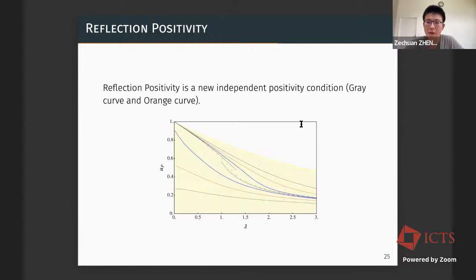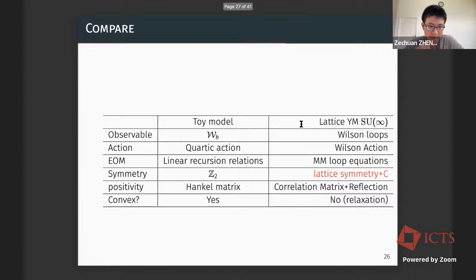And these new positivity conditions are actually independent from the old ones. Look at the gray curve and the orange curve here. The gray curve is the bootstrap without reflection positivity, and the orange curve is the bootstrap with the reflection positivity. Apparently, they are at the same order. They are Lmax equals 12, which means that we are doing the bootstrap with all the Wilson loops with length less than 12. So it is obvious that they are independent.